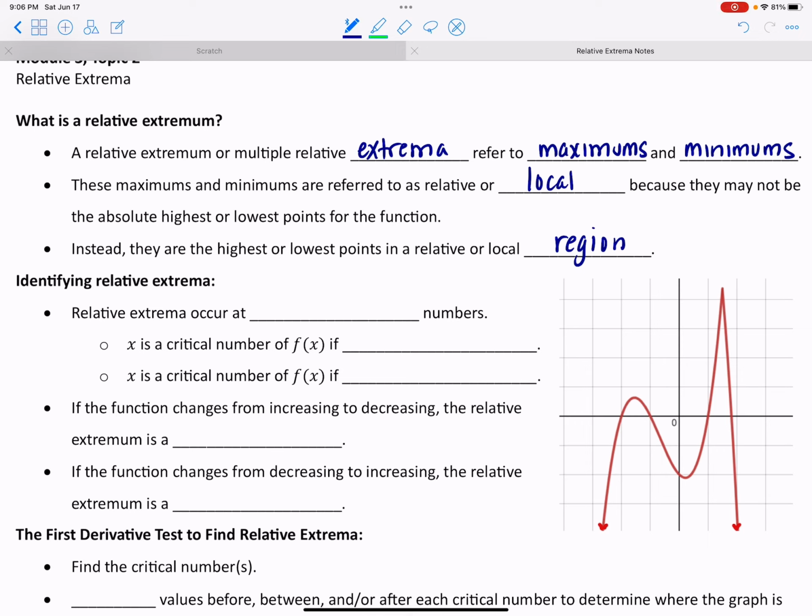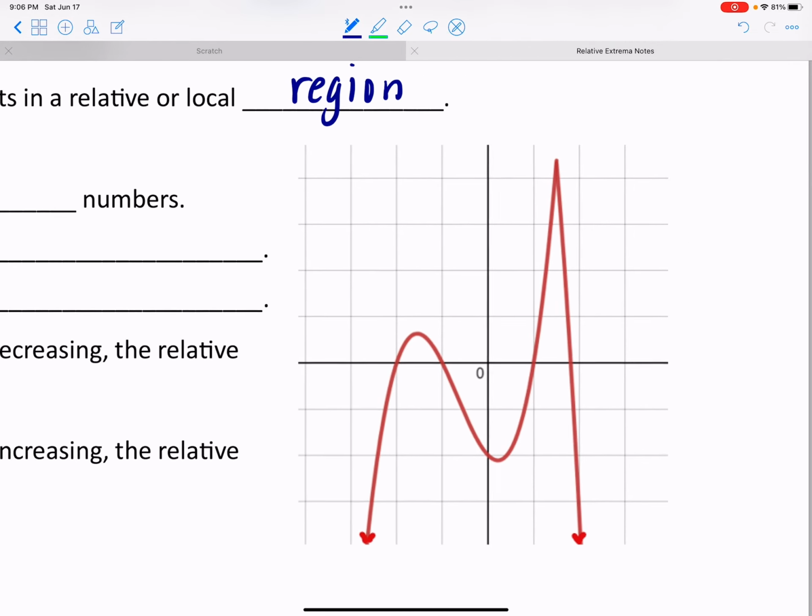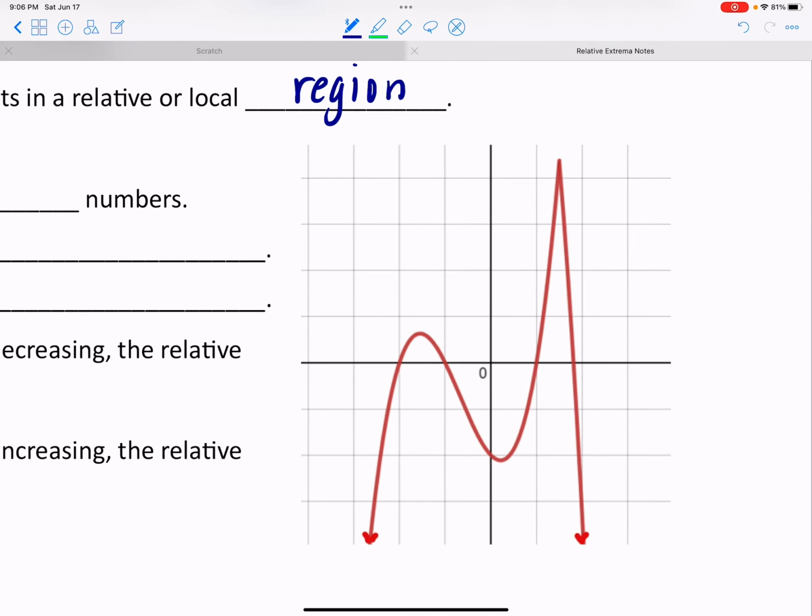Okay? So we have to be able to identify these, and if we're looking at a graph, it's super easy to do that. But after we get the concept here, we're going to focus on the mathematical way to find these extrema. If we look at this picture, hopefully you can see some maximums and some minimums. For example, right here we have a maximum, right here we have a minimum, and right here we have a maximum. And those are relative.